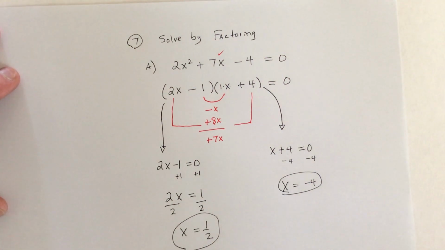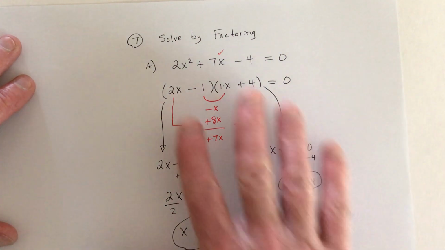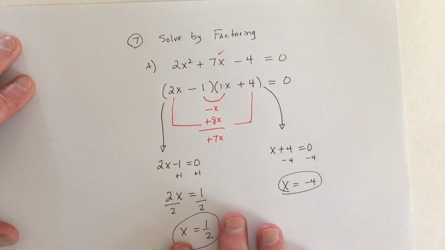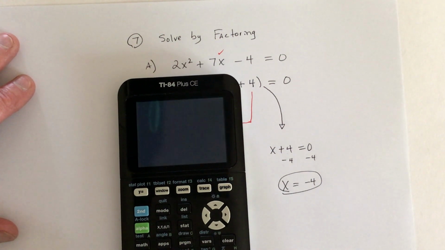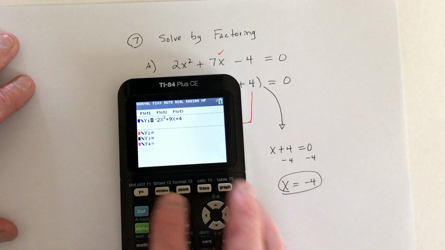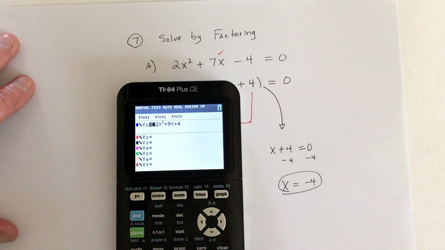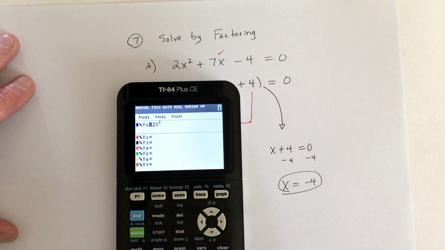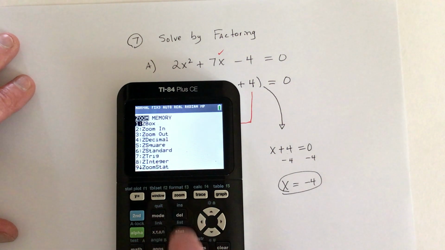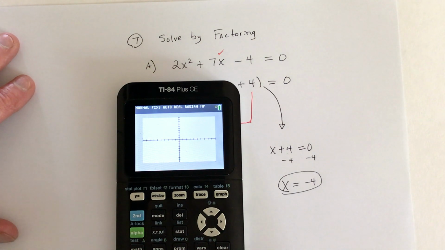And what we're going to be doing a lot in this class is solving problems using math and then using the calculator to check and see if we got it right. So I'll graph this problem. So let me just erase that and put the new one. So 2x squared plus 7x minus 4. And then zoom standard. So whenever I type a new function, I always start with zoom standard.